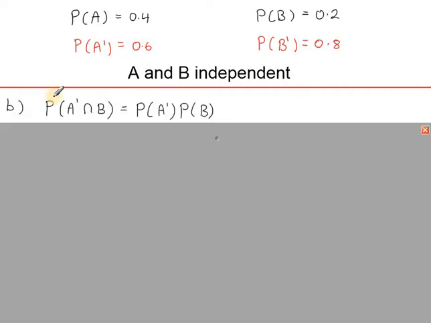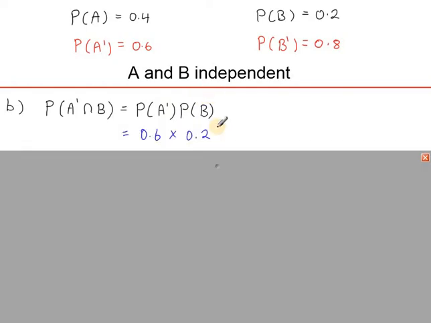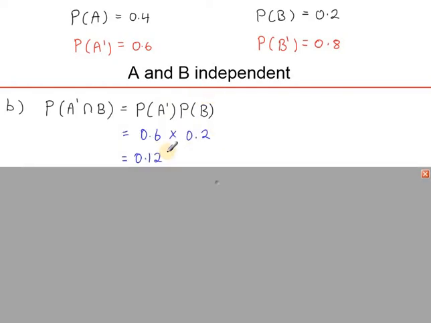Part B, the probability of A dash and B. So that's the probability of A dash times the probability of B. So 0.6 times 0.2, so 0.12. The order here will not make any difference, so the probability of B and A dash is exactly the same as this.